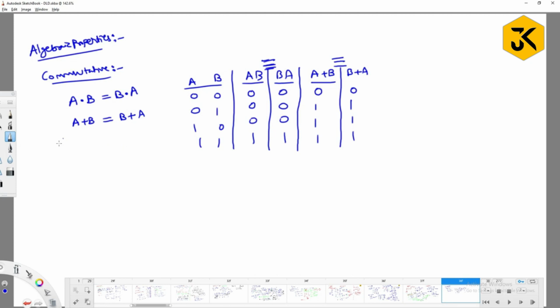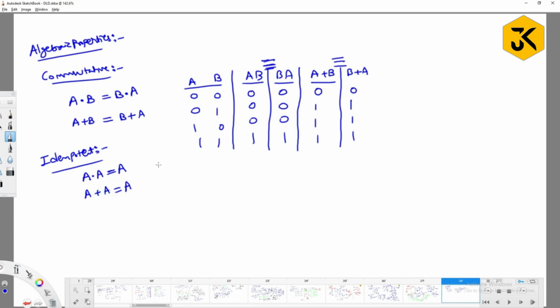Okay. Another kind of property is the idempotent property. Idempotent means when you take a variable A and perform the AND operation with the variable A, your result will also be A. Or if you perform A or A, you get A only.